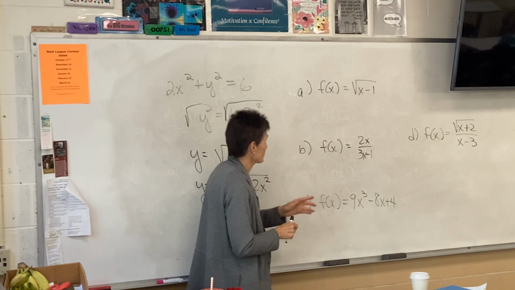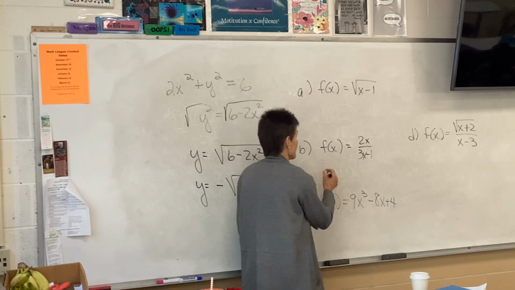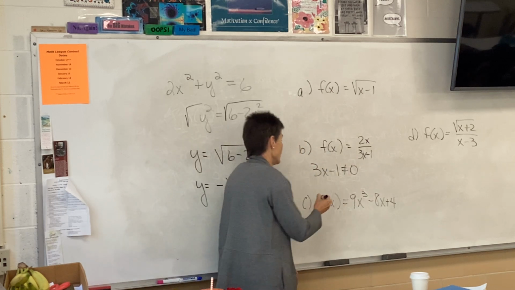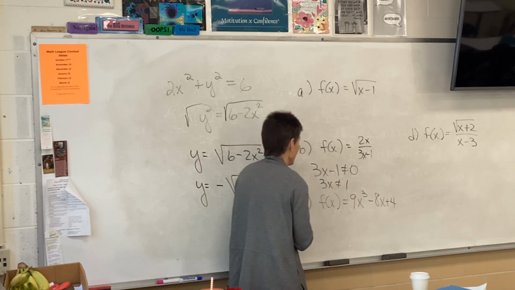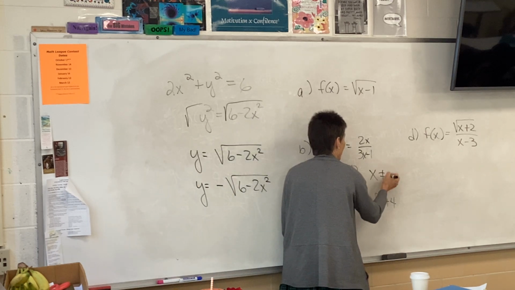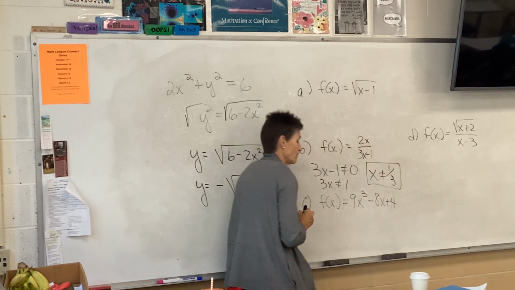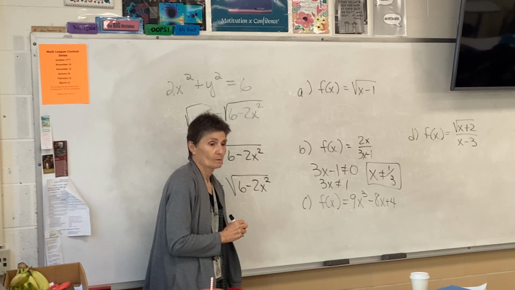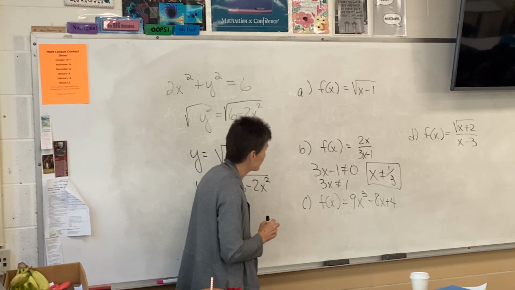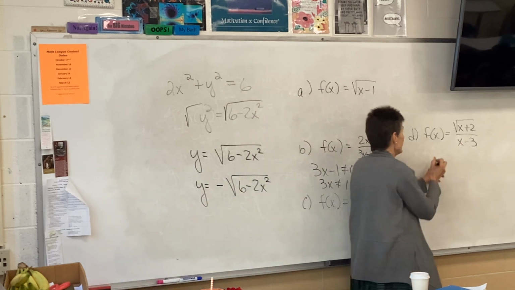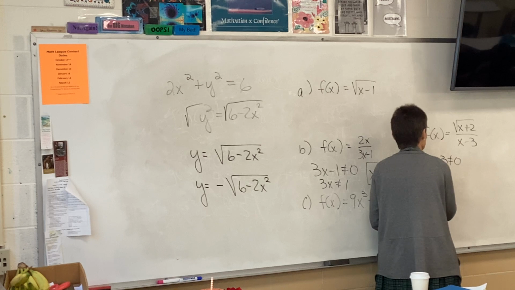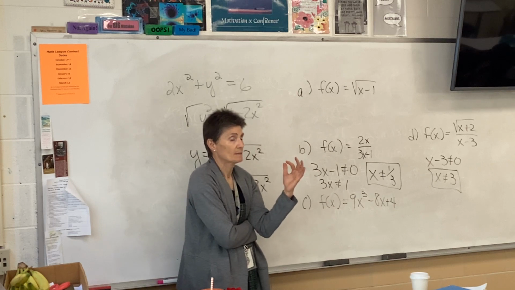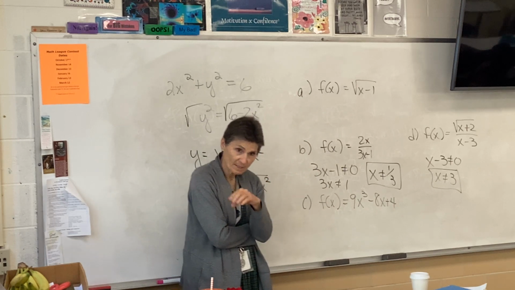Which ones have denominators? This one does? So 3x minus 1 cannot be 0, which means 3x cannot be 1, which means x cannot be 1/3. Answer right there. Everybody okay with that? Now, do any of the others have denominators? This one? X minus 3 cannot be 0, so x cannot be 3. The denominator, whatever it is, cannot be 0. So say cannot be 0 and solve it.